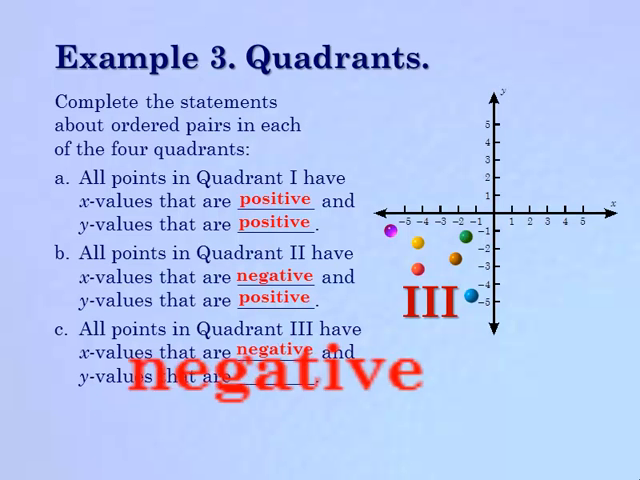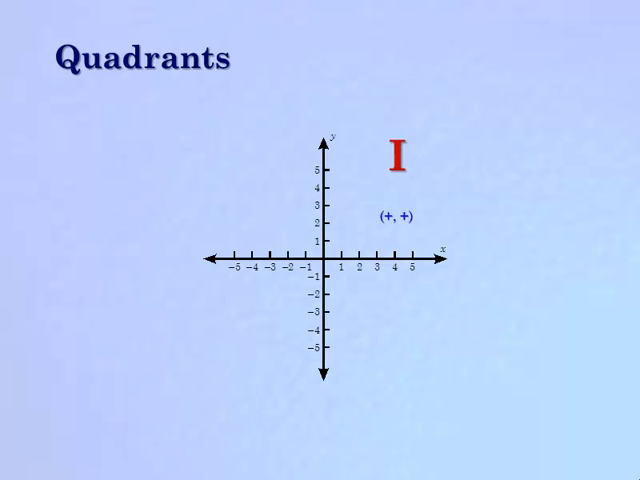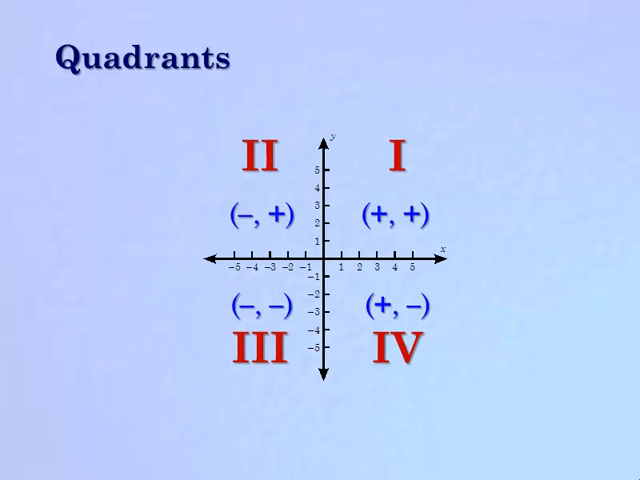All right, so here's one that's a little more difficult. In quadrant 4, what do we have? All right, so they're going to be positive and negative, so the x values are all positive and the y values are all negative. So that's the trait that you're going to notice for each of the 4 quadrants. Quadrant 1 is plus and plus, quadrant 2 is negative and positive, quadrant 3 is both negatives, and quadrant 4 is positive and negative.